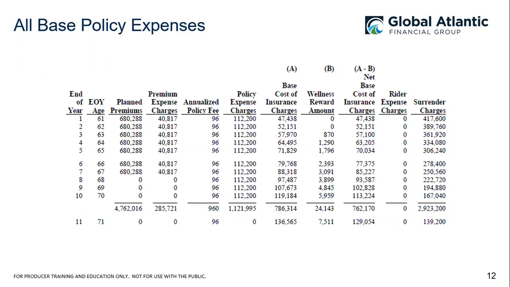You can see how our wellness rewards look. Everybody has probably listened to a presentation about the wellness rider. You can see the credits that are involved with that, and then how they affect the COI charges. And then you can see what the surrender charges are in the policy. So this is what the charges are with all base coverage with no blend. One of the things I want you to remember are the policy expense charge, $112,200, and the surrender charge in year one, $417,600. Remember those numbers.